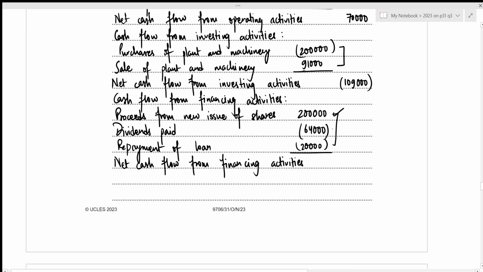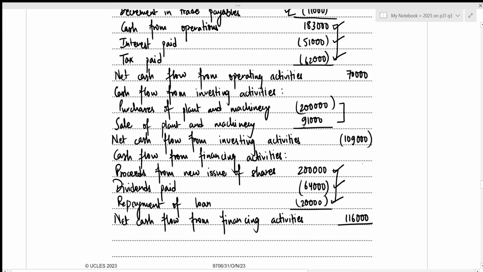That will be 200,000 minus 64,000 minus 20,000, which results in 116,000. Okay, now we need to see whether there was a net increase or decrease in cash and cash equivalents by adding these three values. So that's 70,000 minus 109,000 plus 116,000, which results in the positive amount of 77,000. Since this is positive, we can term it as net increase in cash and cash equivalents.